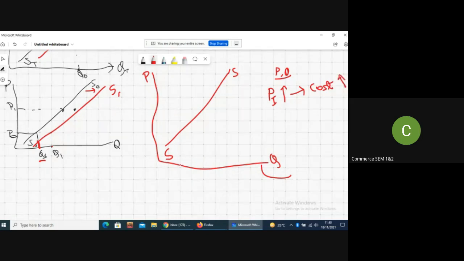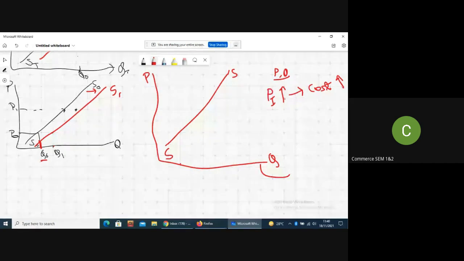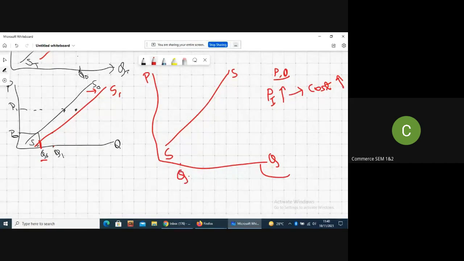Say, earlier, before the increase in price of raw materials or intermediate goods, to produce Q0 amount of output, the seller needed this much. This is the minimum price that the seller must get. Otherwise, they will not sell their samosas.